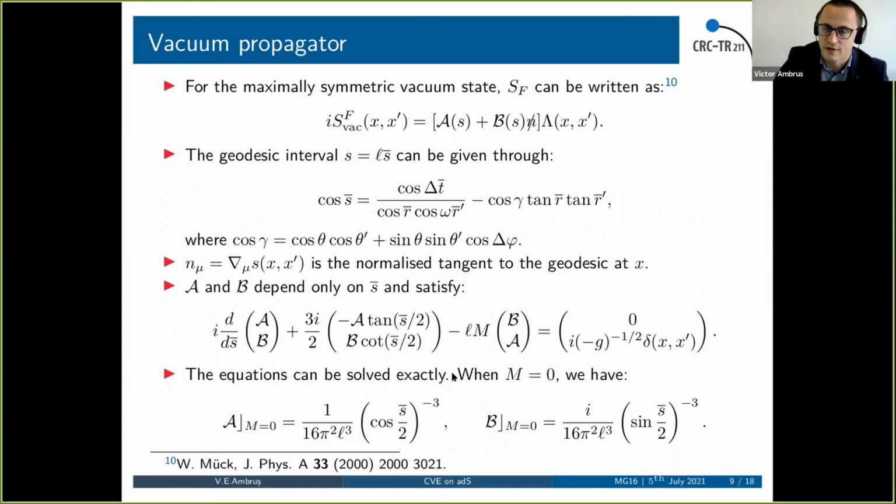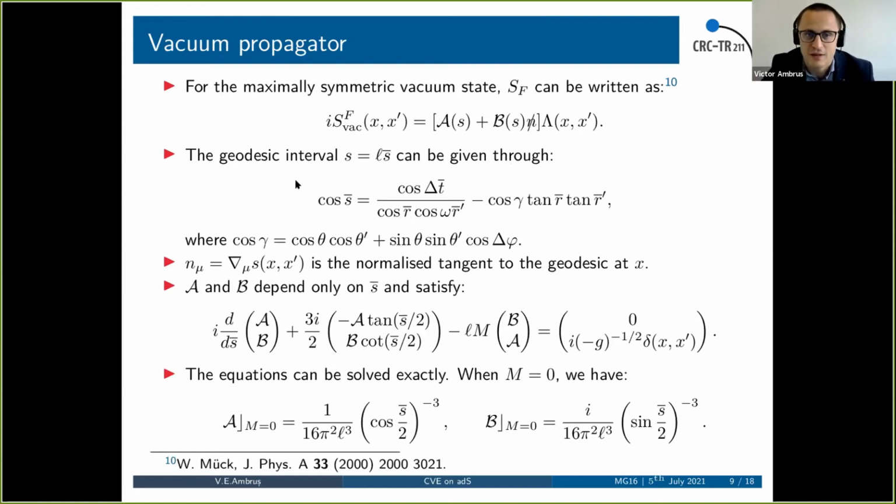Let's do some calculations now. We obtained the thermal propagator in terms of the vacuum propagator. What does the vacuum propagator look like? Because anti-de Sitter has maximal symmetry, the vacuum propagator can be written in this simple form. So we have here two scalar functions, and this so-called bispinor of parallel transport. And n slash is the contraction of the tangent to the geodesic with the gamma matrices.